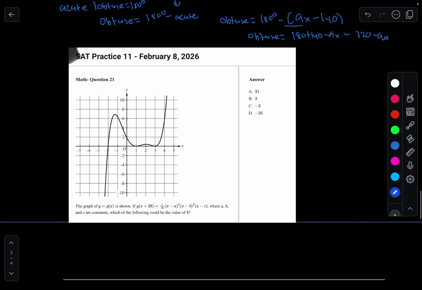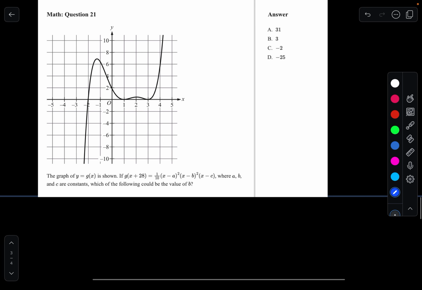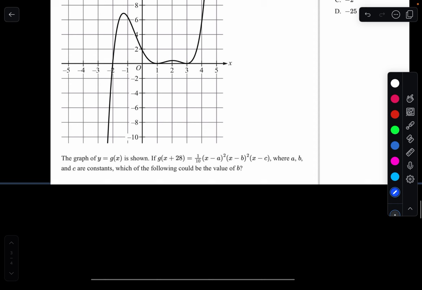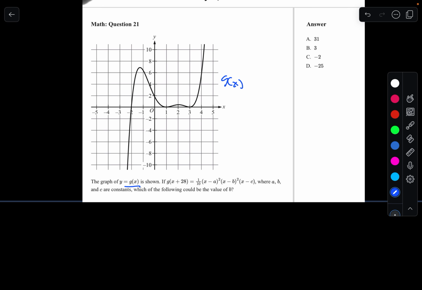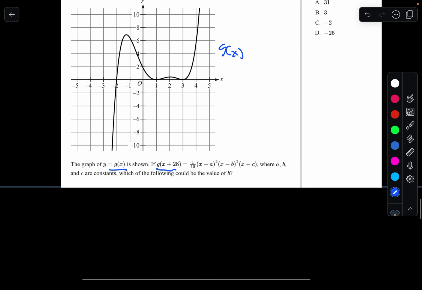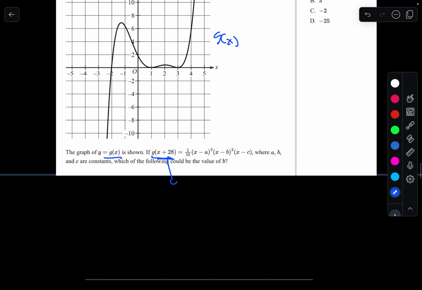All right, now this is the one that I got wrong. And this is a major reason why you need to read questions very carefully. The graph of y is equal to g of x is shown. This is g of x, okay? But it's g of x plus 18, this is what I forgot. I did not read this part. I did not see it. I just thought this was g of x. Always watch out and read carefully.